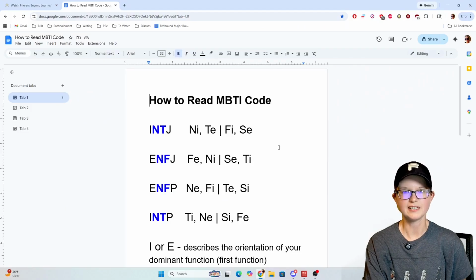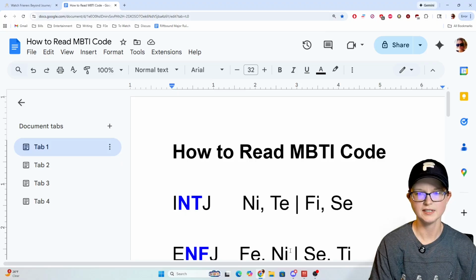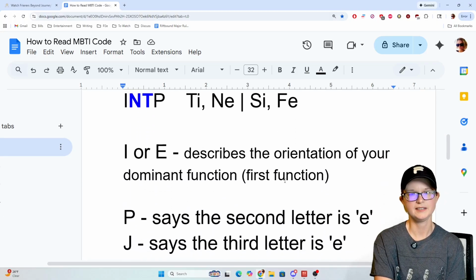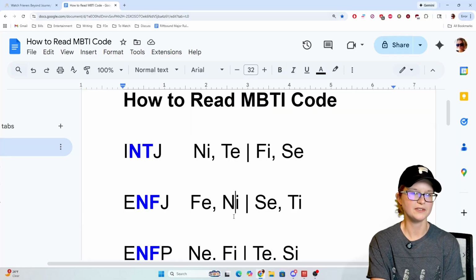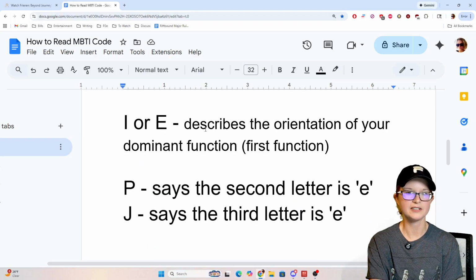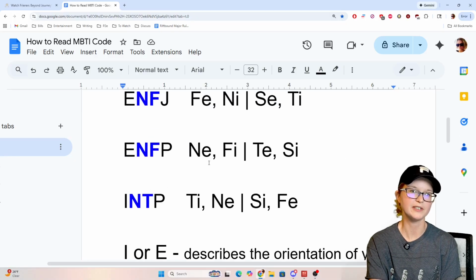I wanted to, for a second, look at how to read the MBTI code. The middle two letters are your first two functions, but we don't know what order they're going to be in, and we don't know if they're going to be introverted or extroverted. The first and the last letter in the MBTI code tell you how to organize the information. Introverted or extroverted describes the orientation of your dominant, or first, function.